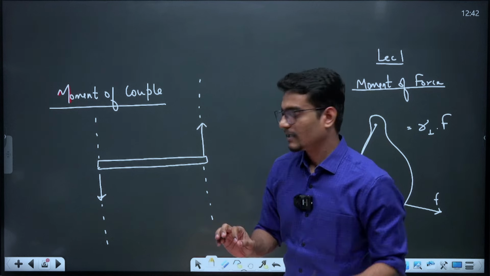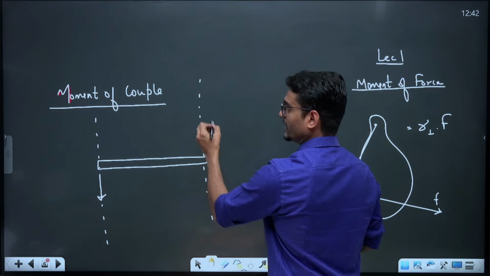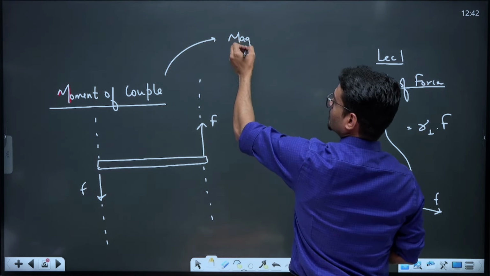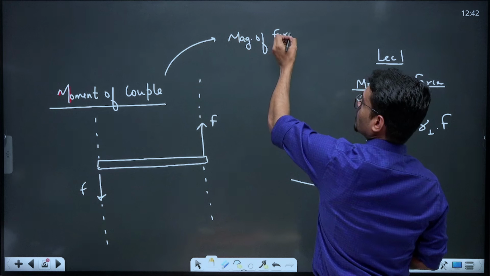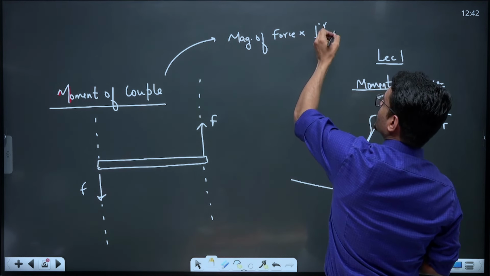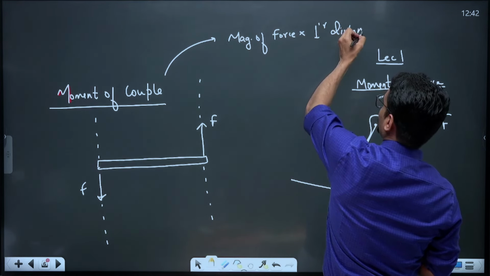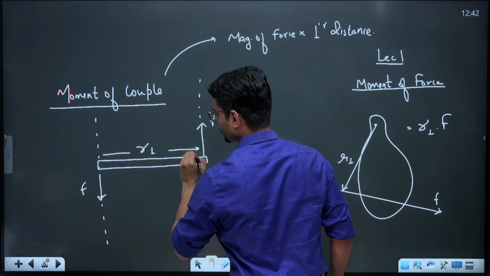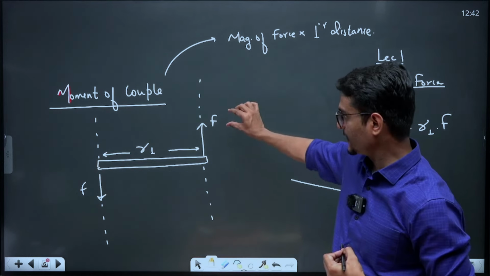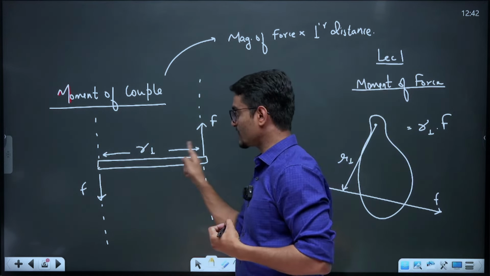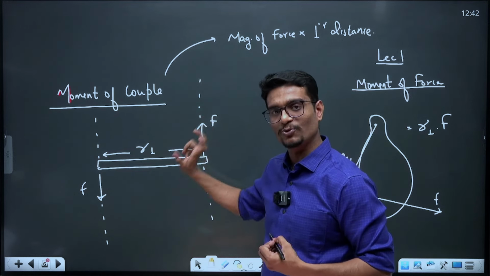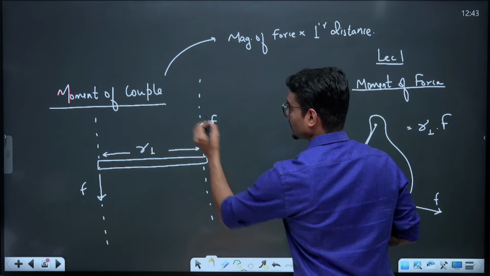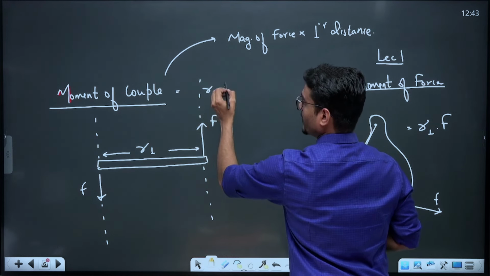So it is simple. The magnitude of any one force, because they have same magnitude, the moment of couple is the magnitude of force, any one force, into perpendicular distance between the forces. So let us say this is the perpendicular distance. So magnitude of this force into the perpendicular distance, the product of these two is called as the moment of couple. So simply it is the moment of couple is r perpendicular into magnitude of any one force.